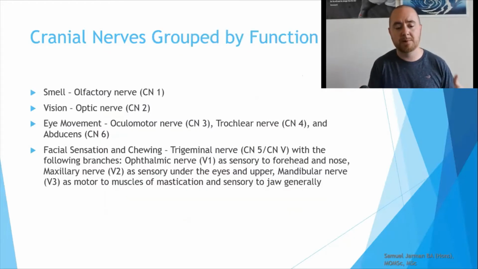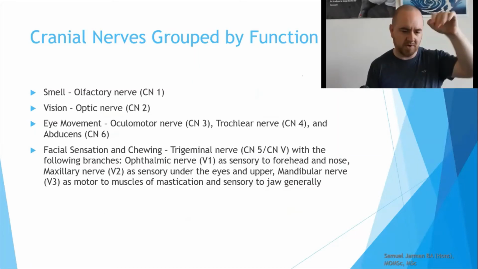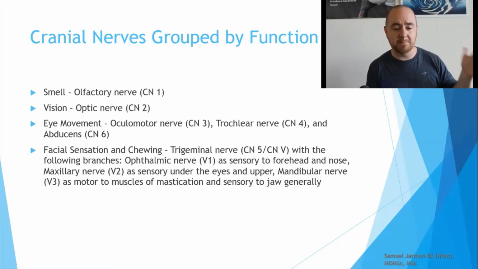If we group the cranial nerves by function, smell is cranial nerve 1, or the olfactory nerve, and that's coming through the ethmoid, so it goes forward and comes through the ethmoid. Vision is the optic nerve, or cranial nerve 2, the one that allows you to interpret light signals. Eye movement, we've talked about this with the extraocular motions: the oculomotor nerve, or cranial nerve 3, the trochlear nerve, and the abducens, which is cranial nerve 6.